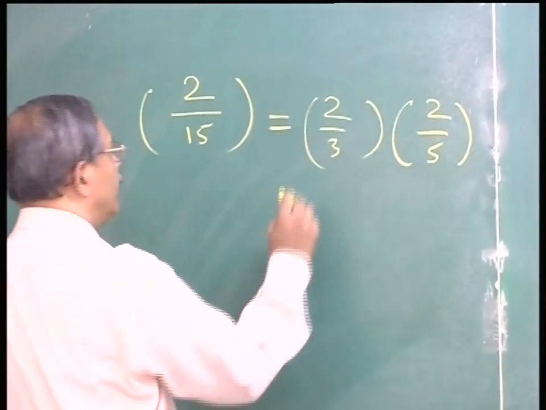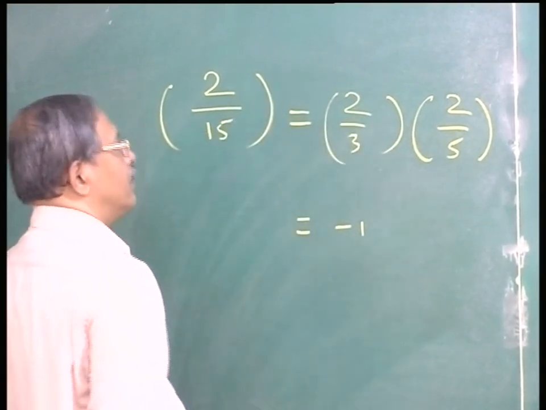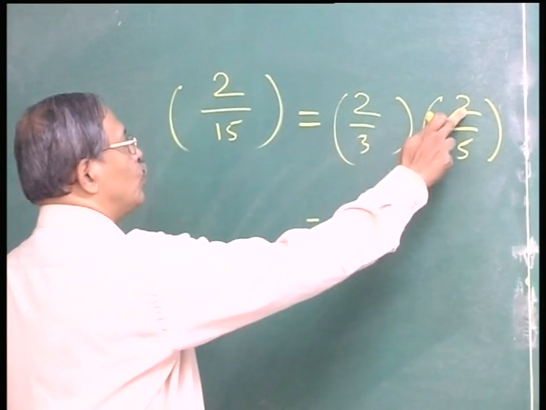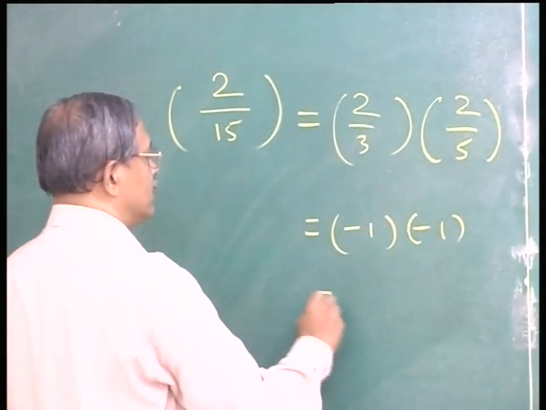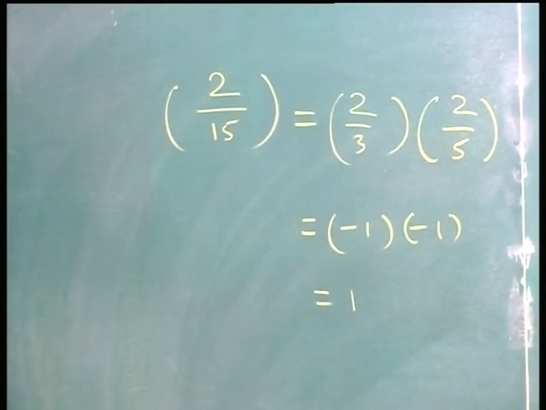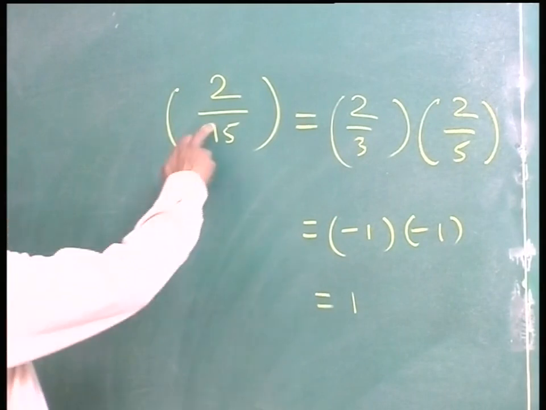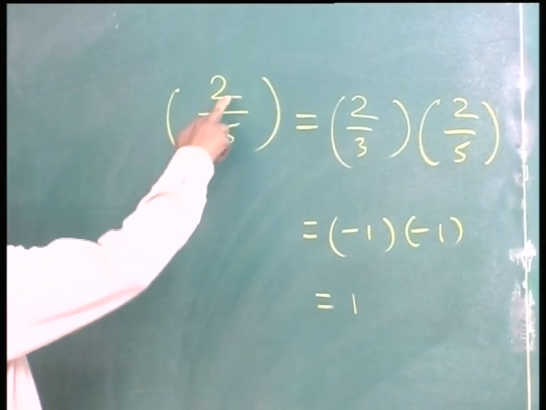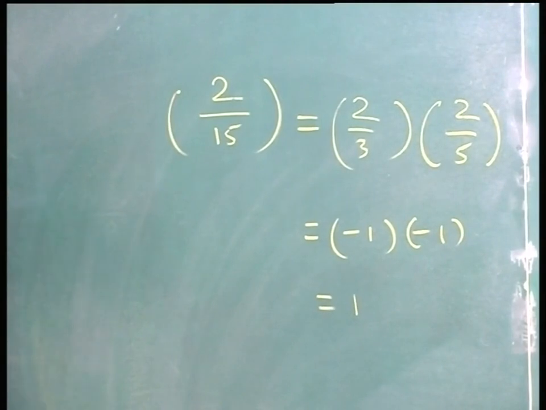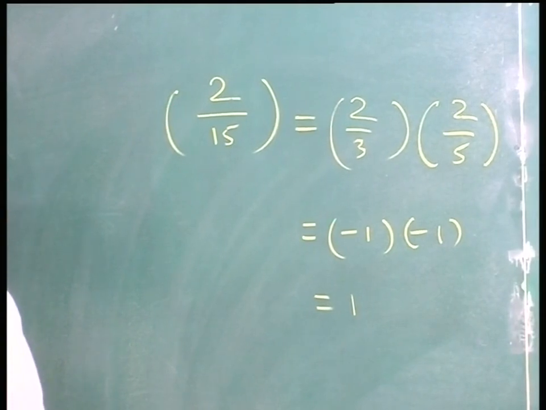What is 2 by 3? It's minus 1. This is the Legendre symbol. 2 is not a square mod 3. 2 is not a square mod 5 also. This is minus 1, this is minus 1, so the value of the Jacobi symbol comes out to be 1. So here, is 2 a quadratic residue mod 15? 2 by 15 Jacobi symbol is 1.